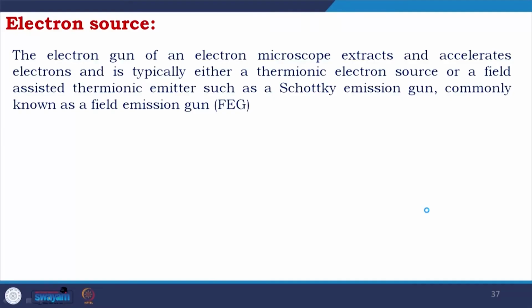Electron source very commonly uses the electron gun or field emission gun, FEG. The electron gun of an electron microscope extracts and accelerates electrons and is typically either a thermionic electron source or a field assisted thermionic emitter such as Schottky emission gun. They are commonly known as field emission gun or FEG.